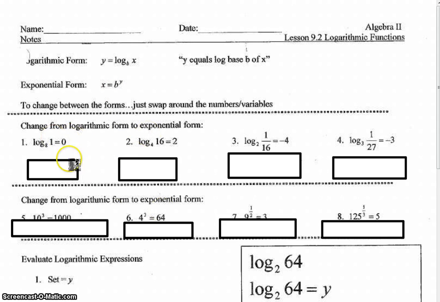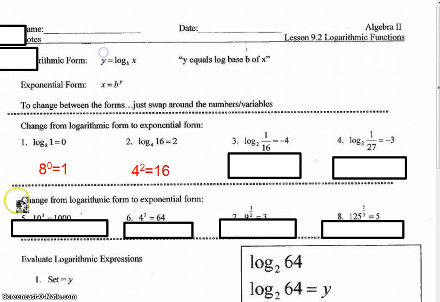So if we change these following from logarithmic to exponential, log base 8 of 1 is equal to 0. 8 is still your base, and 0 becomes your exponent. 8 to the 0 equals 1. Log base 4 of 16 equals 2 becomes 4 squared equals 16.